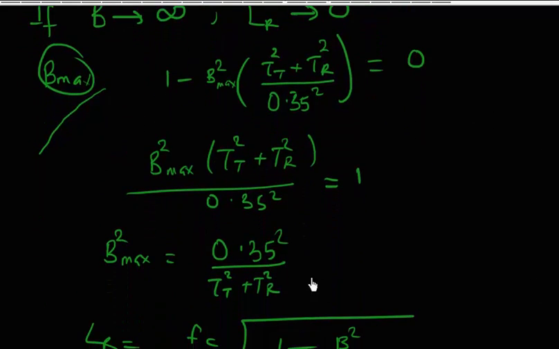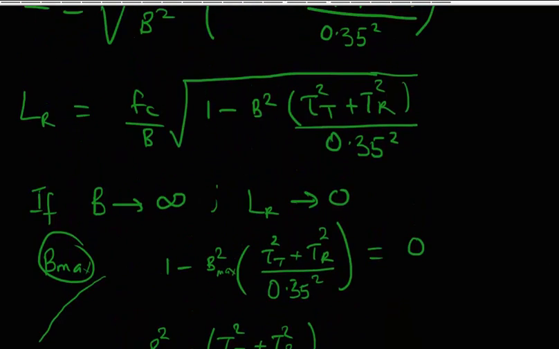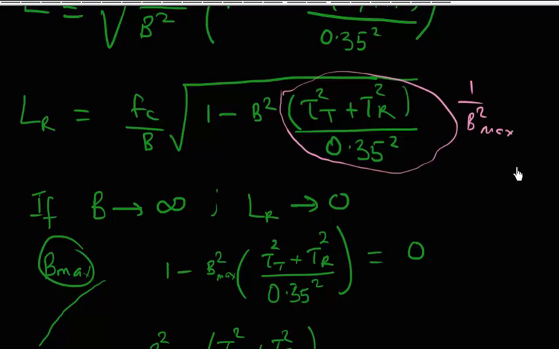Look at B max. It's the same formula, the same thing, but just that this part is 1 over B max. So it becomes B square over this.